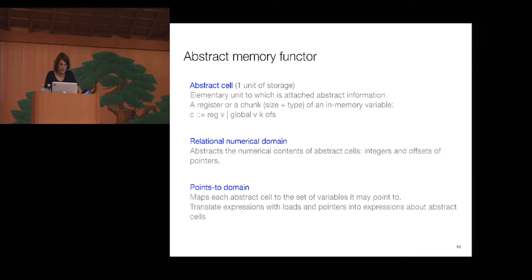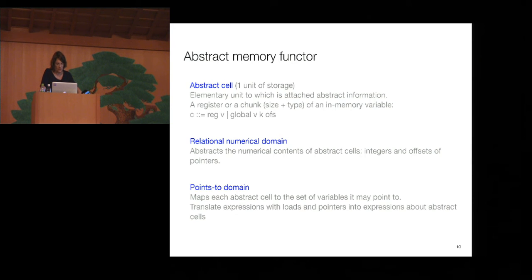It has several components. The first one is a notion of abstract cell. A cell is a unit of storage. So it's an elementary unit to which abstract information is attached. We distinguish between two kinds of values. We have either registers storing values or a chunk of an in-memory variable. So we can access a part of a variable. We just specify its size and its type. It's not necessarily the variable as it was stored in memory, for instance. It can be read differently.